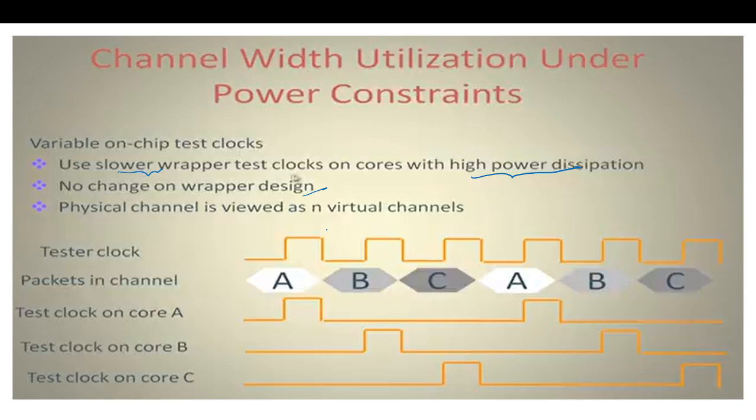Physical channel is viewed as n virtual channels. Now this is the clock. Wherever a packet of A is available, there the test clock of core A is 1, and again here A is 1, without violating the setup and the hold time. And wherever B, we have the test clock for B, and for C, the test clock for C. And this is the tester clock.